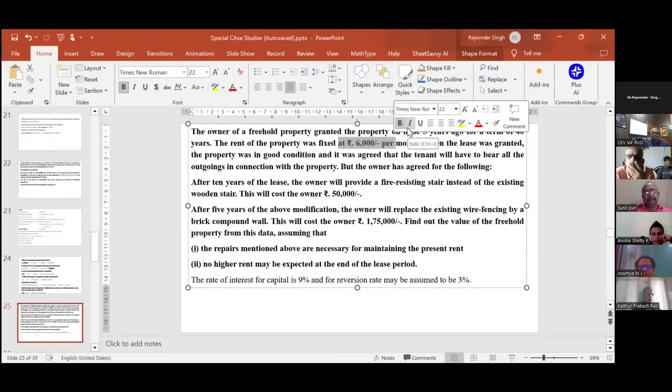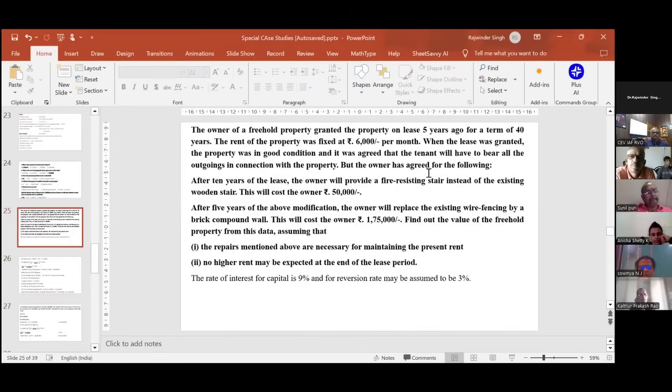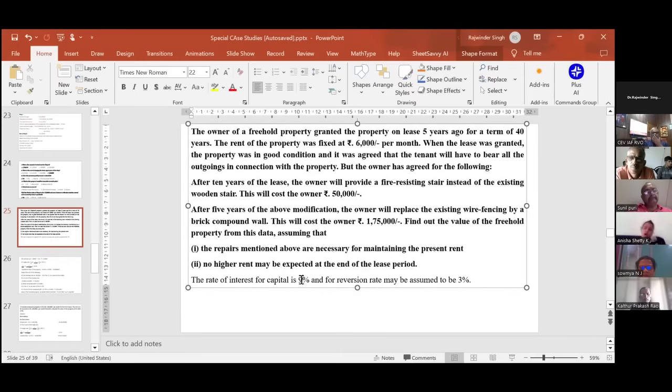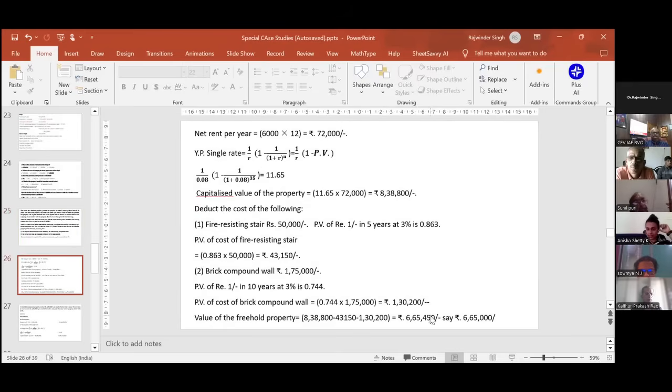6,000 per month. So annual rent will be 72,000, annually, for 35 years. Data is given to you: the rate of interest capital is 9% and the reversion rate may be assumed to be 3%. So find YP dual and find the present value of the rent.